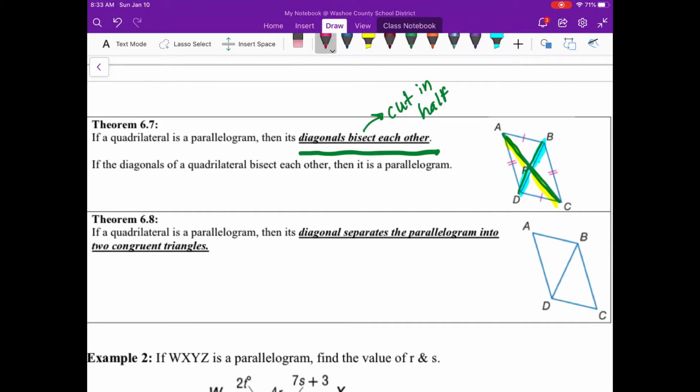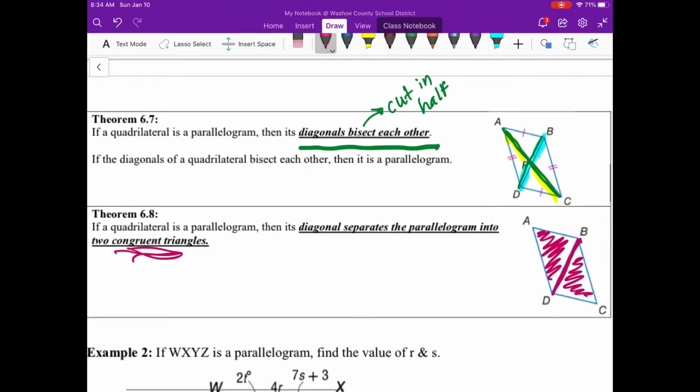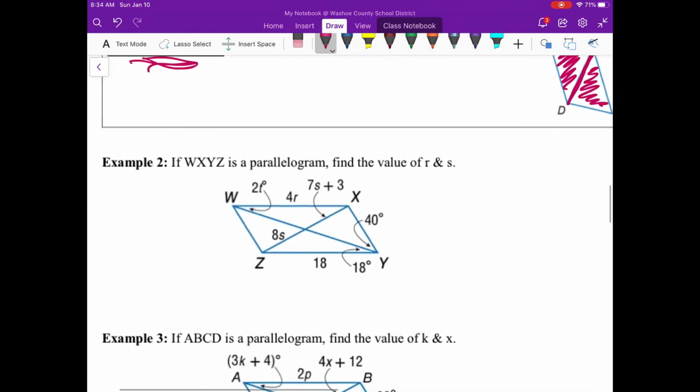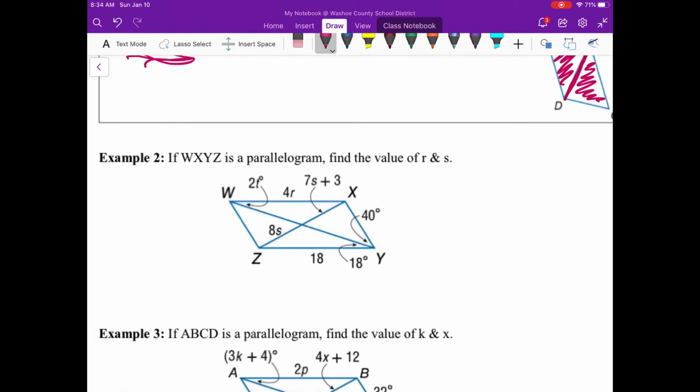And then the last one here is that if I have a parallelogram, the diagonals are going to separate it into two congruent triangles. So if I were to draw the diagonal, so that's from corner to corner, this is going to cut this into two equal triangles. So this triangle is going to equal this triangle. So that's another purpose of the diagonal in a parallelogram.